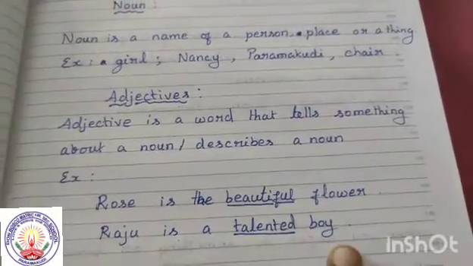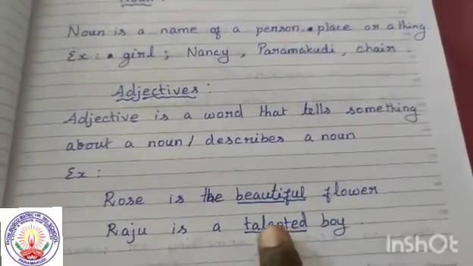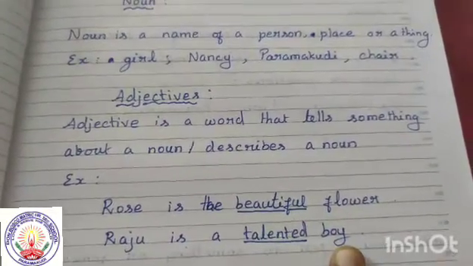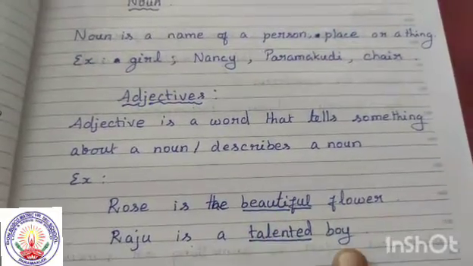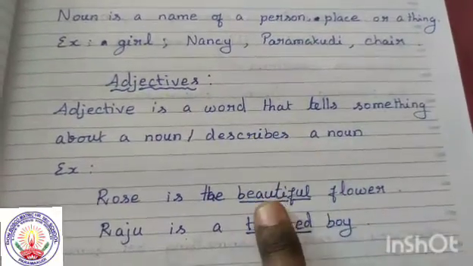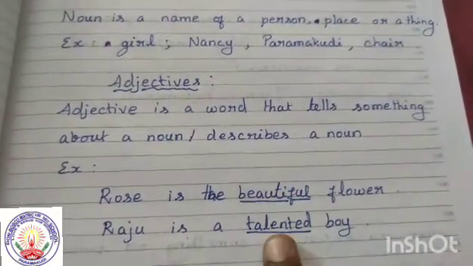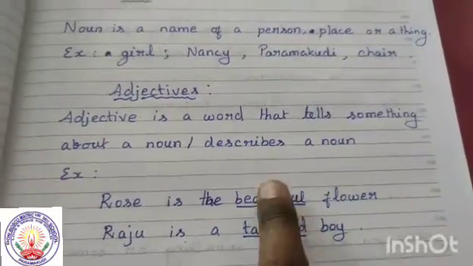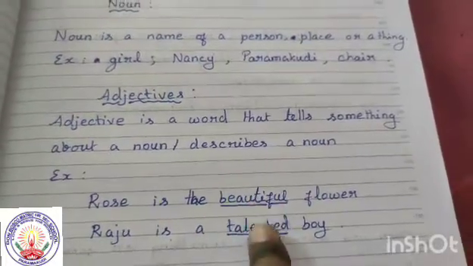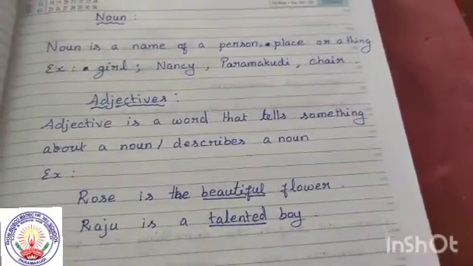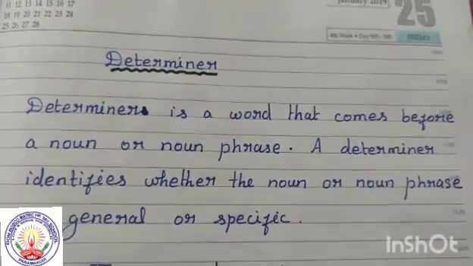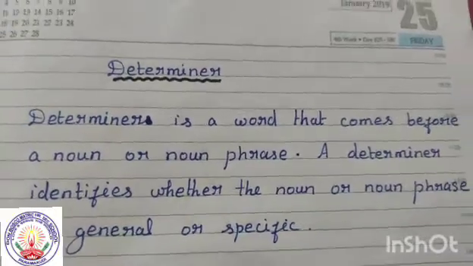Then Raju is a talented boy. The word talented, the adjective, qualifies the noun boy, and the adjective comes before the noun boy, and beautiful comes before the noun flower. These two words, beautiful and talented, qualify the nouns flower and boy. Okay, this is adjective. Do you understand?